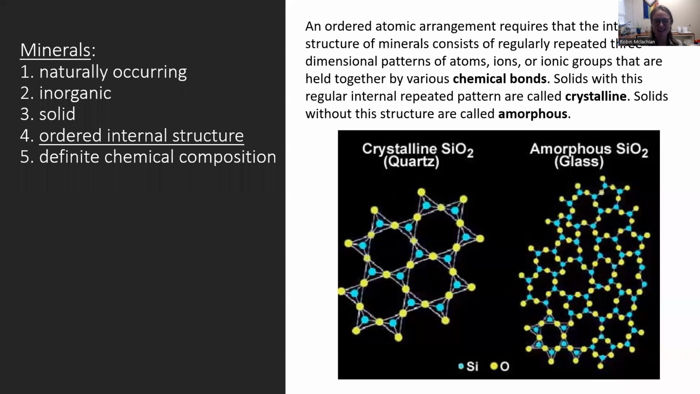And that is all the ordered internal structure, right? So in order to have that ordered internal structure, these elements, these ions have to bond the same way with other elements and ions over and over and over again in the exact same shape in the exact same way.